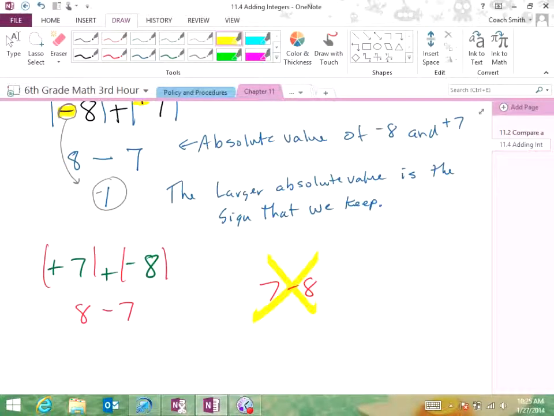Celine, did you have a question? You're subtracting their absolute values. You're not subtracting 8 minus 7 just, number-wise. You're subtracting their absolute values. Okay? Let's look at another one.